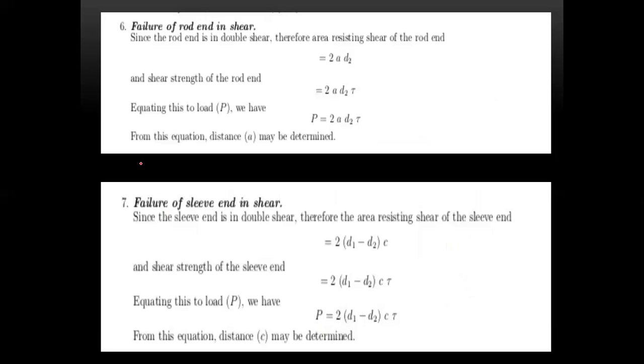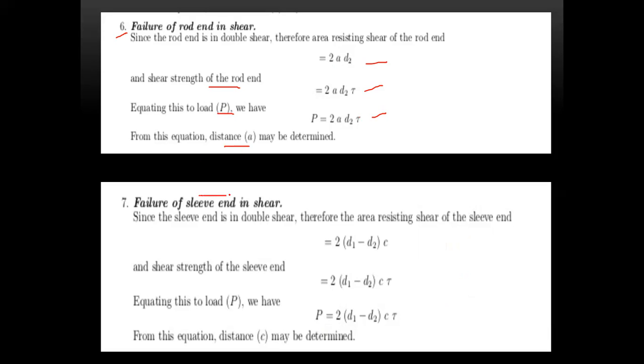Next, the failure of rod in the shear. The area is 2 into A into D2. Therefore, the shear strength of the rod end is equal to 2 into A into D2 into tau. Now, equating with the load P is equal to 2 into A into D2 into tau. Therefore, here we can determine the distance A.